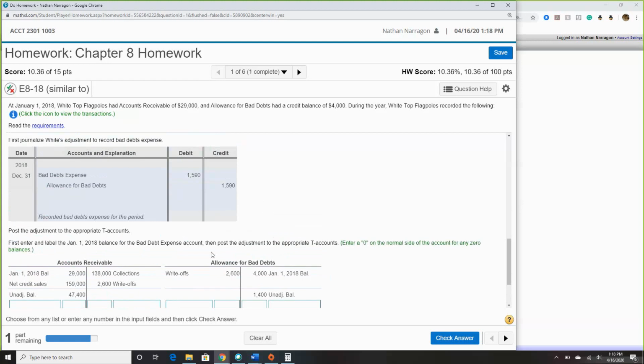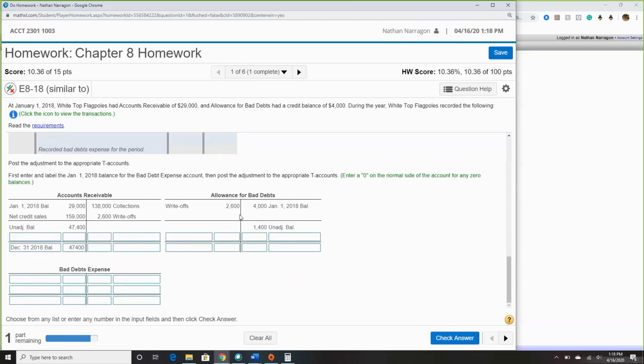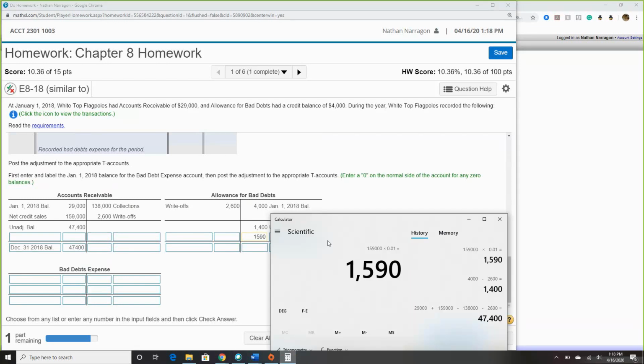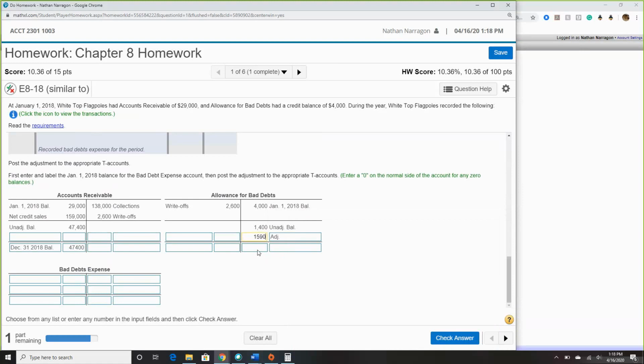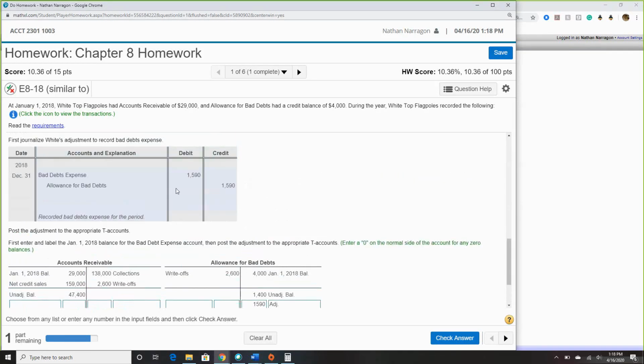For this, we would have to take allowance for bad debt. That's going to get a credit of $1,590. So we'll go ahead and add those. So I have a total in my allowance for bad debt of $2,990. And of course, don't forget your balance there. Bad debt expense has a debit.